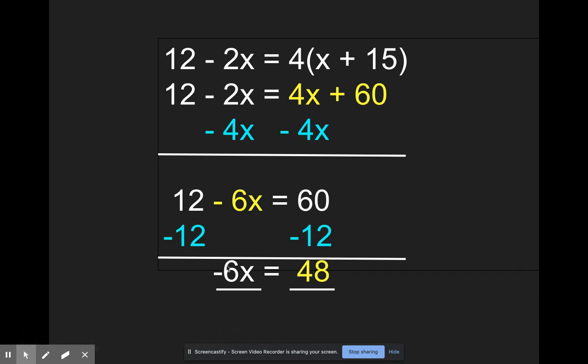And then lastly, to get rid of this coefficient, we will divide both sides by negative 6, and we will be left with our answer, which is x is equal to negative 8.